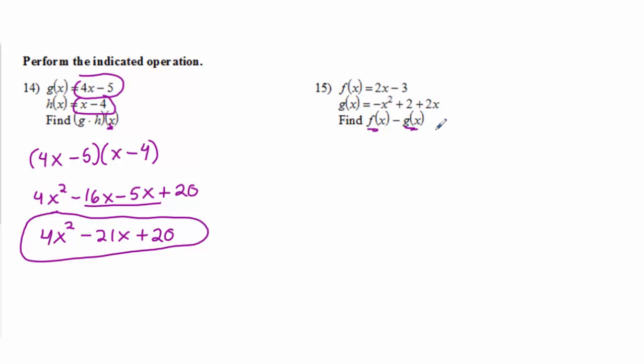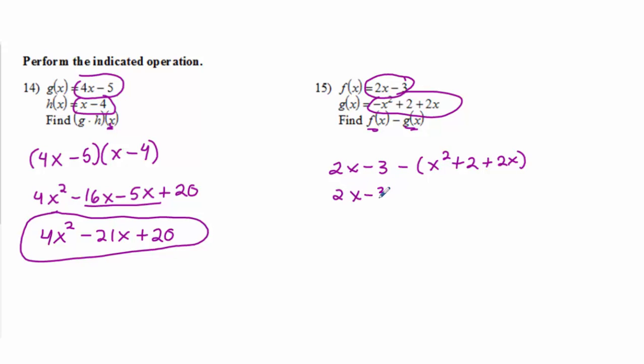15, f of x minus g of x. So this is f of x. I'm going to subtract g of x, which means that I need to change all of the signs for g. Because if I'm subtracting all of this, every single one of my signs is going to change. So I'm going to have minus x squared, minus 2, and minus 2x.